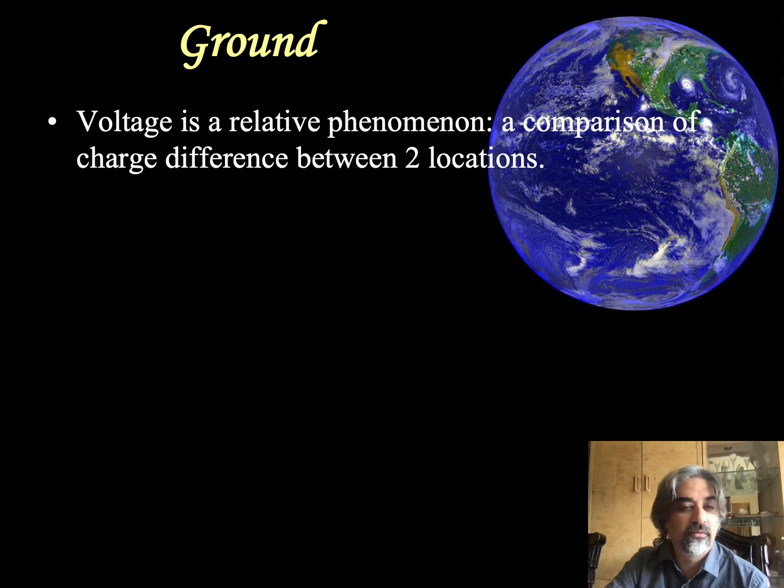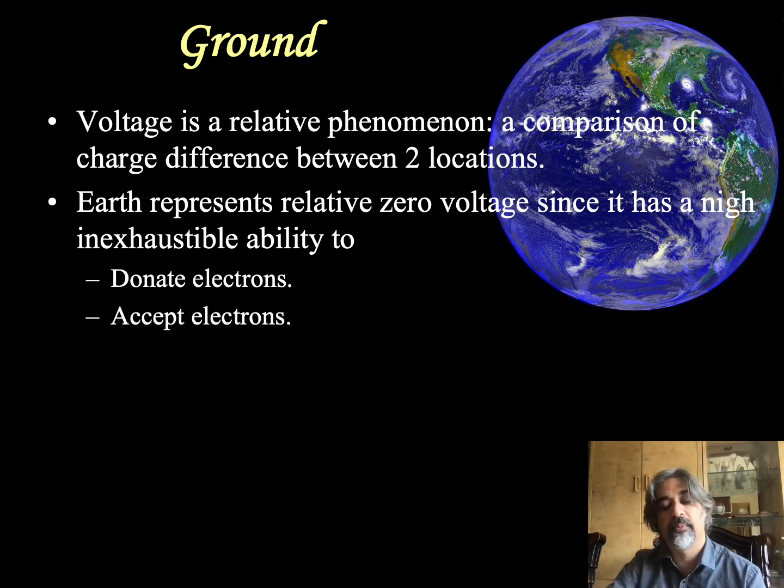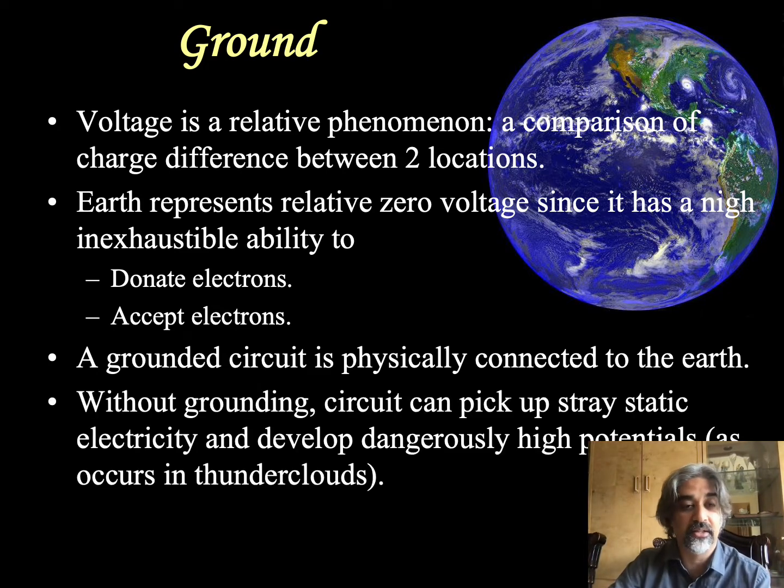So voltage is a relative phenomenon. It's basically comparing charge between two different locations. The Earth represents a relative zero voltage, since it has an almost infinite ability to donate electrons or accept electrons. So grounding is when something touches the Earth, where it can get as many electrons as it needs, or it can donate as many electrons as it needs. So a grounded circuit is physically connected to the Earth.